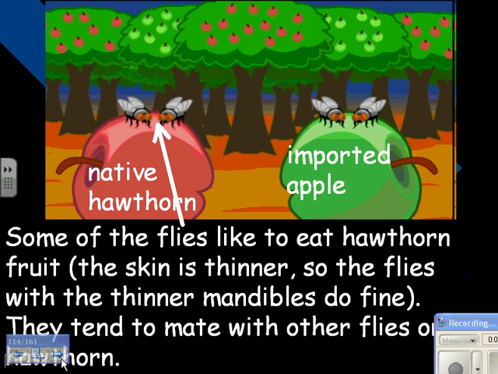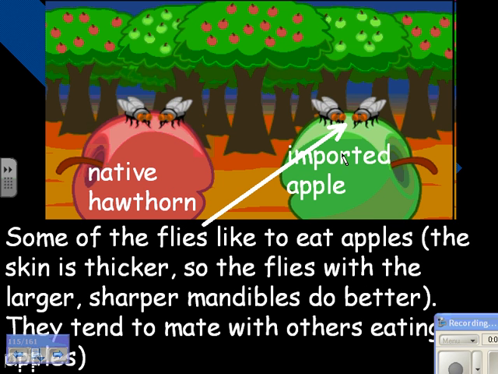And then there are flies of the same population that started to eat the imported apple. So some of the flies like to eat the apples. The skin is thicker, so the flies with the larger, sharper mandibles do better there. And they tend to mate with others that are eating the same apples. And so maybe they might even flower at slightly different times and produce their fruit at slightly different times. So they might mate at different times. Or they might flower at the same time, and these just happen to mate with the ones that are around the hawthorns, and these happen to mate with the ones that are around the apples.